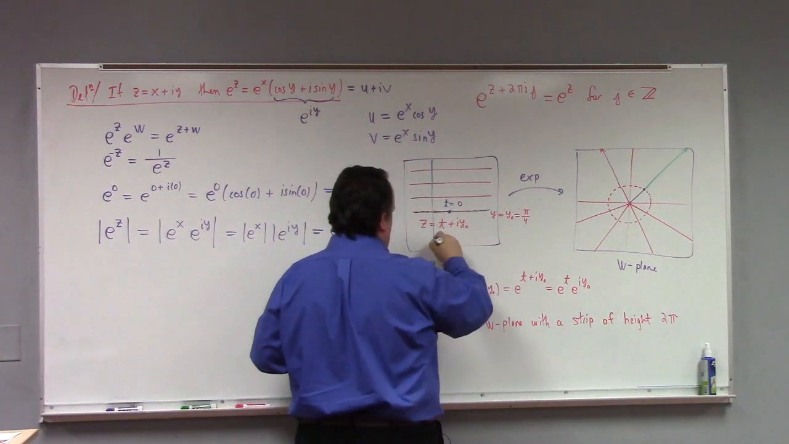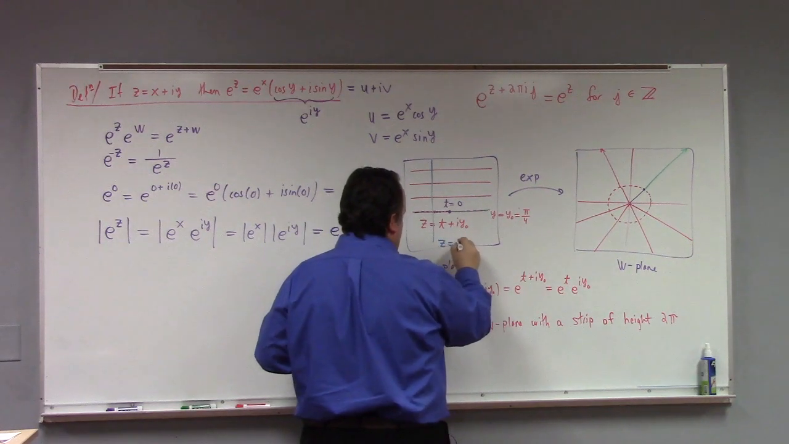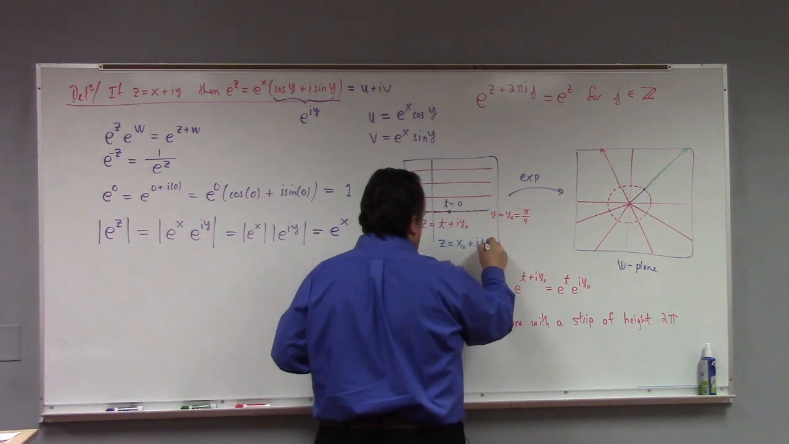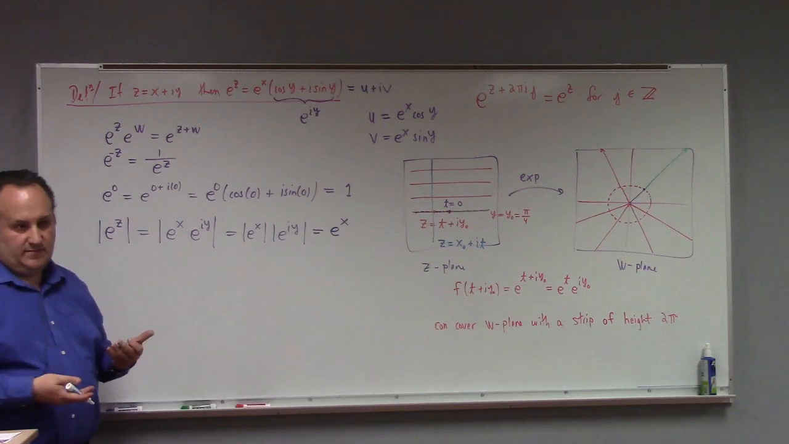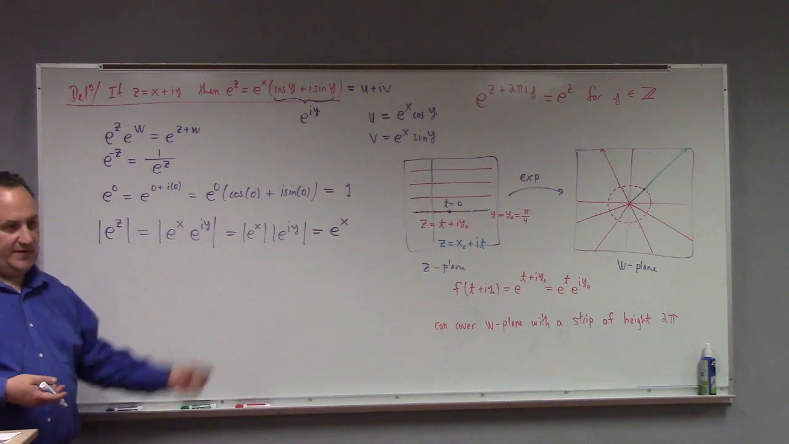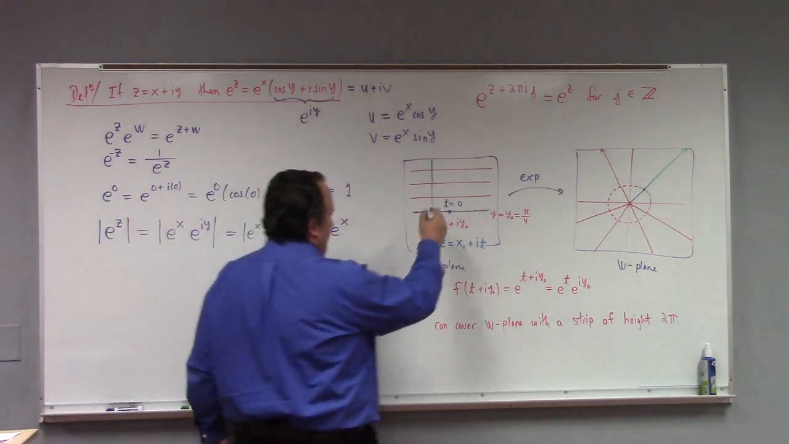So this vertical line would have the formula z is equal to, say, x naught plus it. That would give us a parameterization of a vertical line, because I fix the real part, and I allow the imaginary part to vary with my parameter t. That's a parameterization. And of course it goes up.